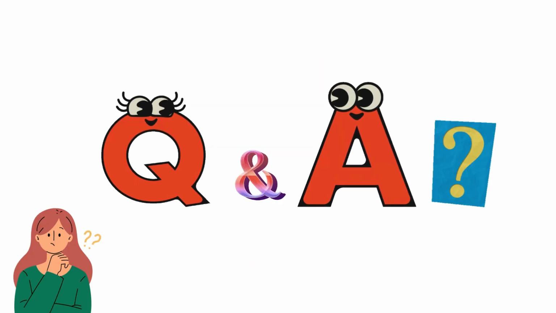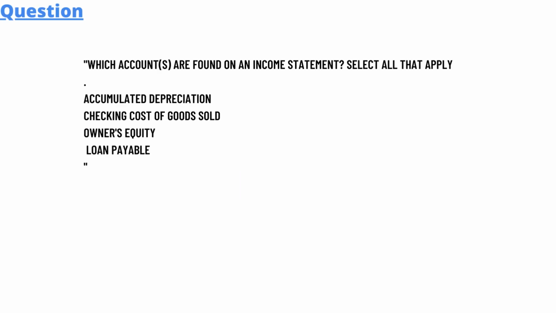So our question today is, which accounts are found on income statement? Select all that apply. Account accumulated depreciation, checking, cost of goods sold, owner equity, loan payable.